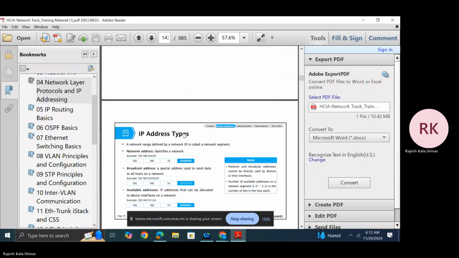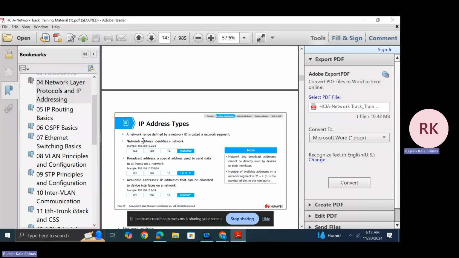Then IP address types. We have network address, broadcast address, and usable or available address. In a network address, for example 192.168.10.0, all the host bits are 0. That will be the network address. Broadcast address means, for example 192.168.10.255, where the host bits are all 1. So if all the host bits are 1, it will be the broadcast address. In between the network address and broadcast address are the available or usable host addresses, so 1, 2, 3, 4 up to 254.